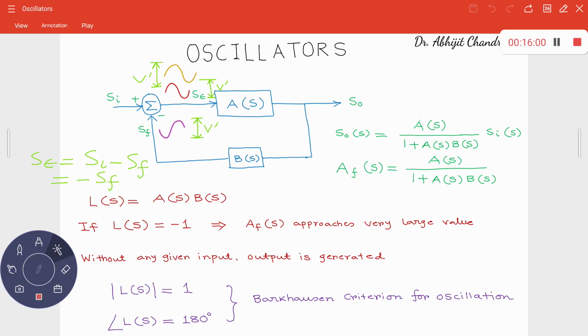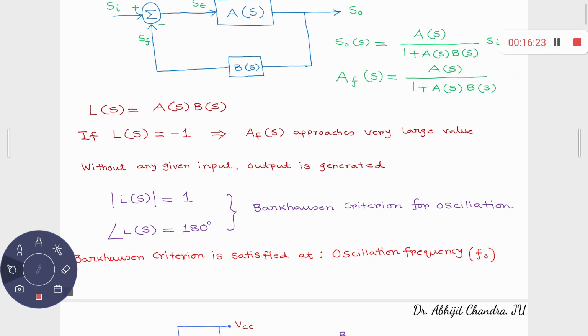This condition holds good only for a single frequency. Then you can have a sinusoidal output over here. Right? So that is the basic idea behind the.